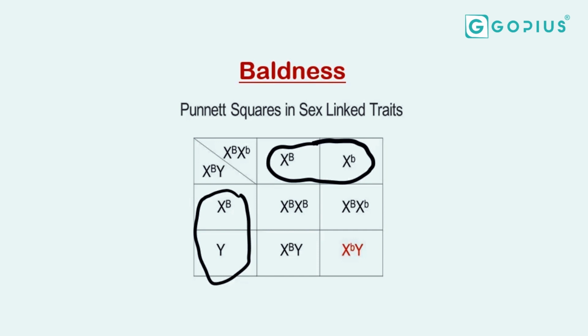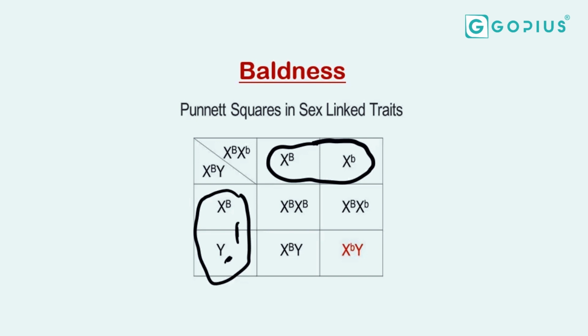Now, this is how it's going to be. The X raised to B is a gene that masks any characteristics relating to baldness. So this is normal. This individual here is normal. X raised to power B, Y. Y doesn't have the ability to have any character close to it. It depends on the X for any characteristics.